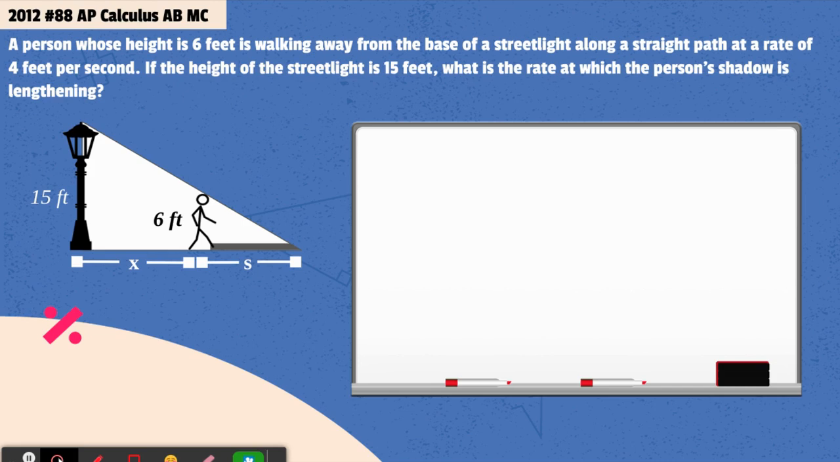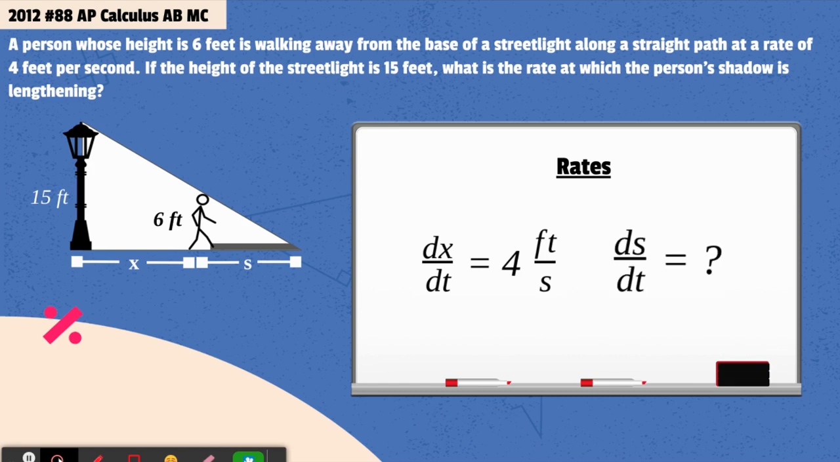So S would be the length of our shadow, and X is the rate at which the person is walking away from the street lamp, which, as we can see here from the question, is 4 feet per second. So that's our first rate: dx/dt equals 4 feet per second, the rate at which the person is walking away from the streetlight. Our next rate is ds/dt, which is what we're trying to find, the rate at which the person's shadow is lengthening, and s we do not know yet, so that is what we're going to solve for.